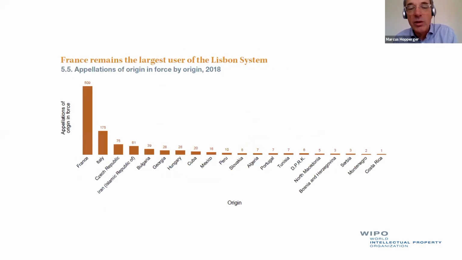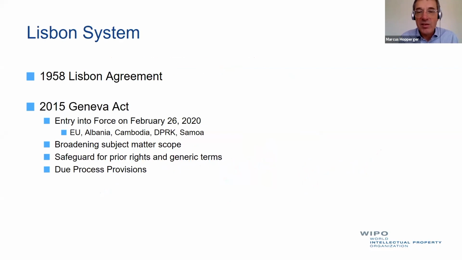And you see that within Lisbon, there is still a very, very discrete number of appellations of origin registered, some thousand, with France being the champion, holding about half of them. So the 2015 Geneva Act, and this is my last 2 minutes here, entered, and I think it's important to note, entered into force this year on February 26. It entered into force with the ratification of 5 contracting parties, namely Albania, Cambodia, the Democratic People's Republic of Korea, Samoa, and most importantly, the EU as an intergovernmental organization. So all 27 EU member states are now an integral part of the Lisbon Agreement.